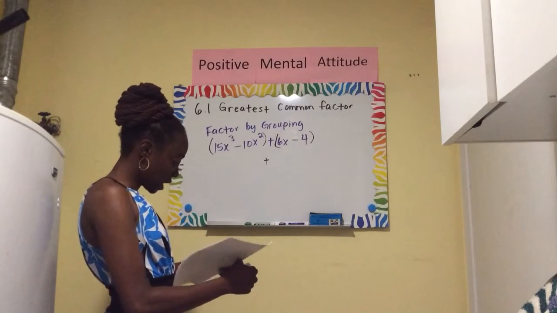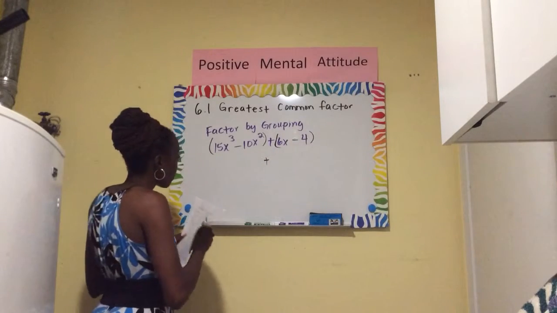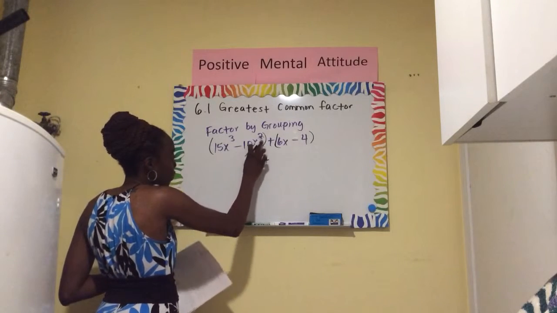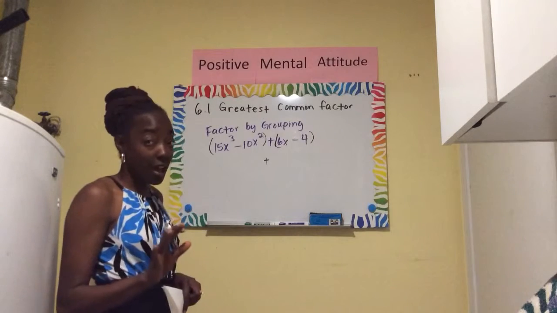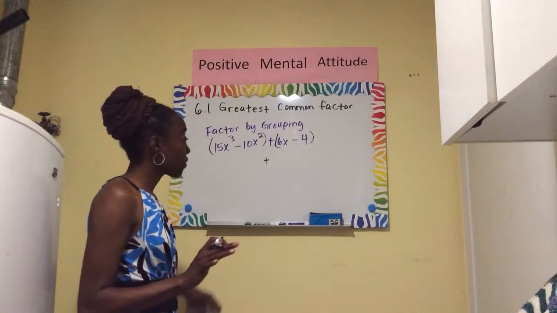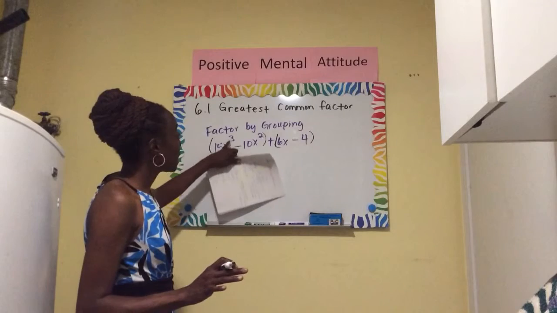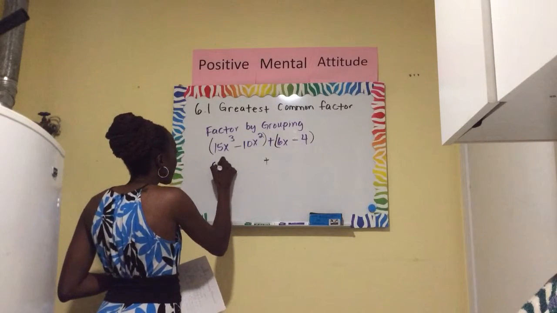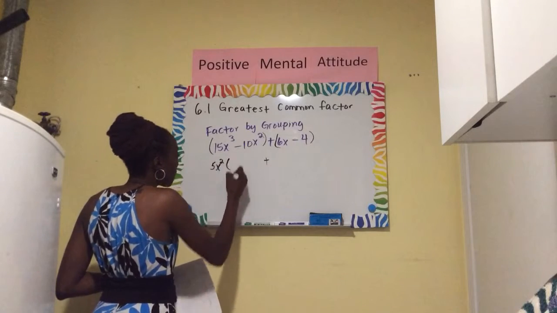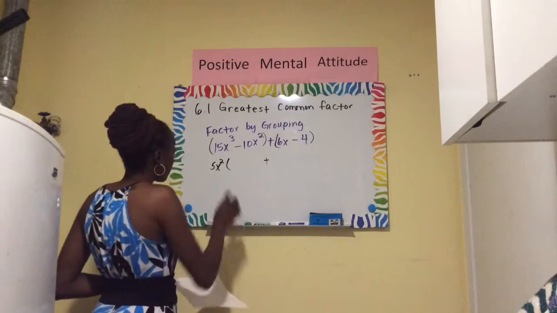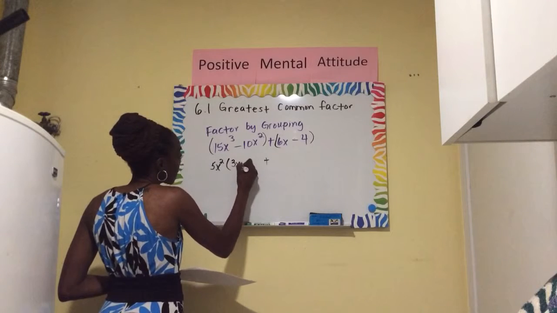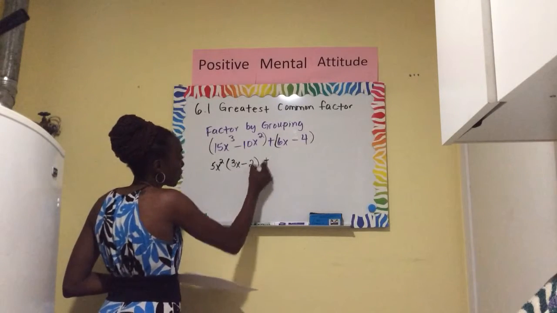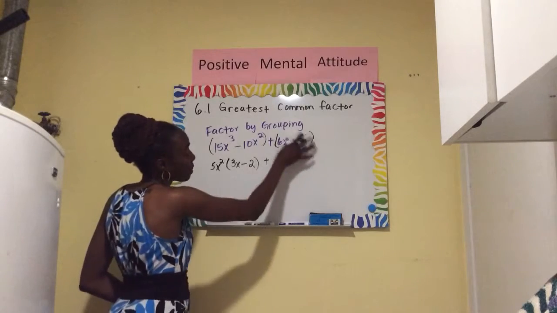Then I'm looking at what they have alike. My 15x to the third and my 10x squared both have a 5 because 15 and 10 both have a 5 in common. And then remember, it is your lowest exponent, so we're going to factor out the 5x squared. Then we keep in parentheses what's left: 3x, and then minus 2. Close it up. Then you're going to do the same on the other side.